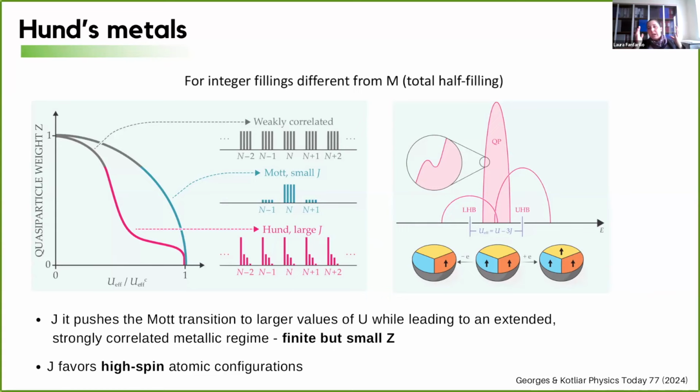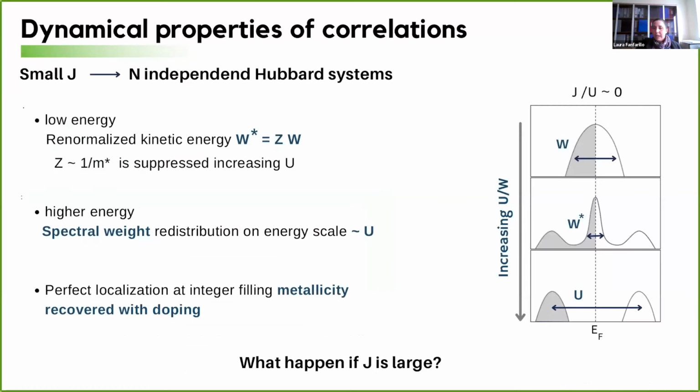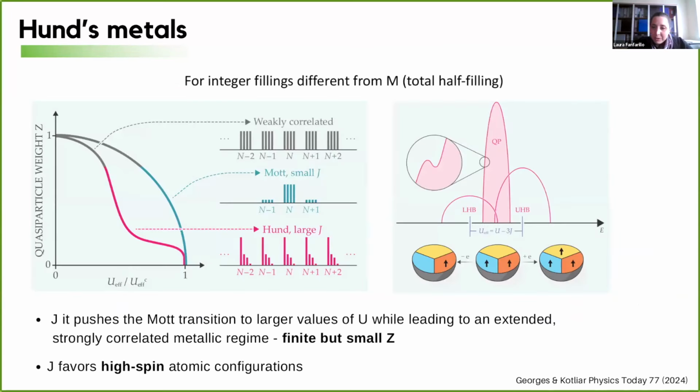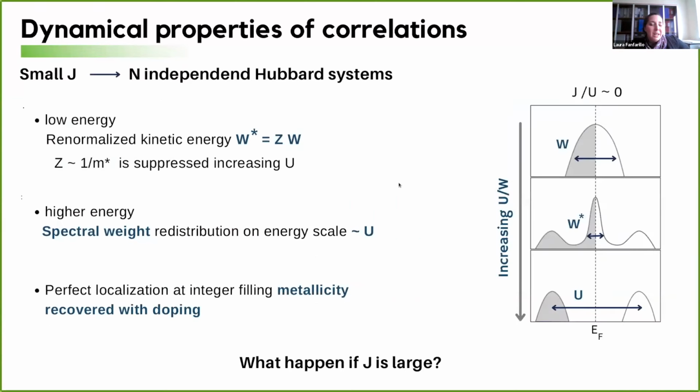And in the rest of the talk, I would just add a few pieces of information about the Hund's metal in terms of how the spectral weight is redistributed. So these are a few sketches that I prepared, I think a couple of years ago at this point, to try to illustrate this concept in a simple way. Of course, forget about the fact that I'm not taking into account the anisotropy given by the doping, because the other picture is much more precise, but this is just to understand the energy scale. So if I am in a system in which J is small, you easily understand that this scale of U minus 3J essentially reduces to U.